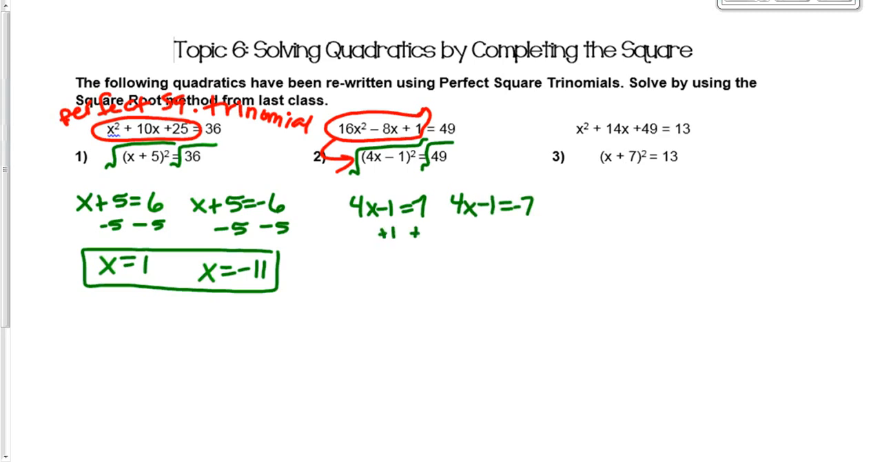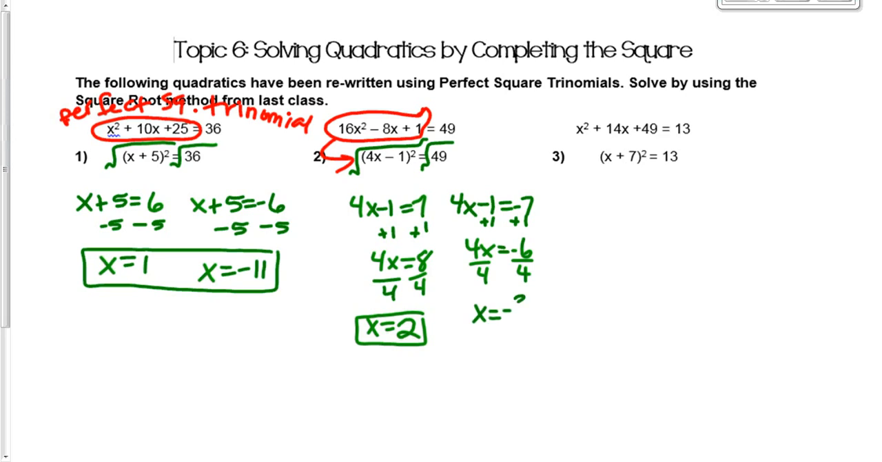So then I work backwards. 4x equals 8, divided by 4. So x equals 2. There's one answer. I'm going to add 1 here. So 4x equals negative 6. So x equals negative 3/2. There's my other answer. There's my 2 roots.